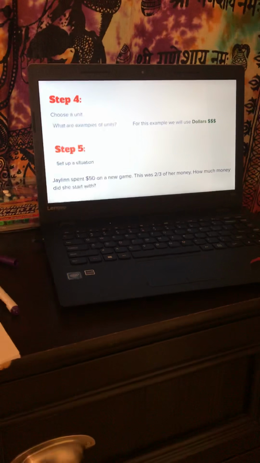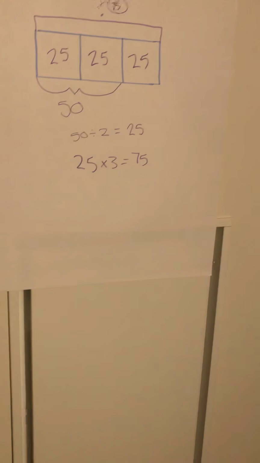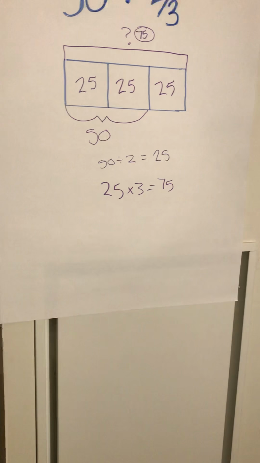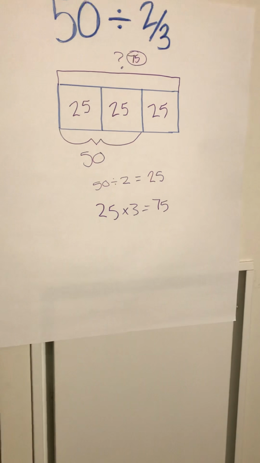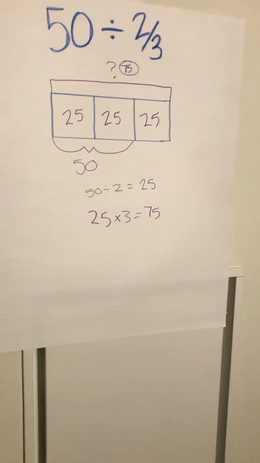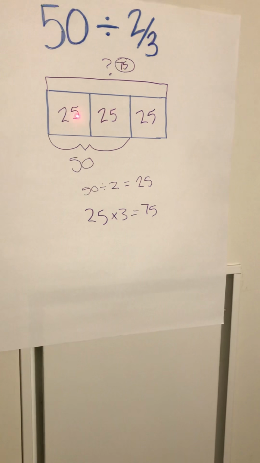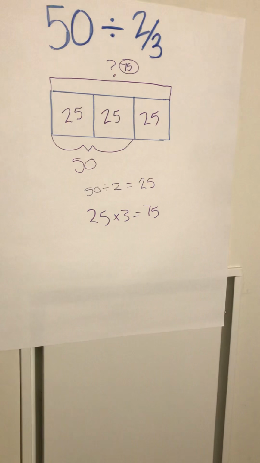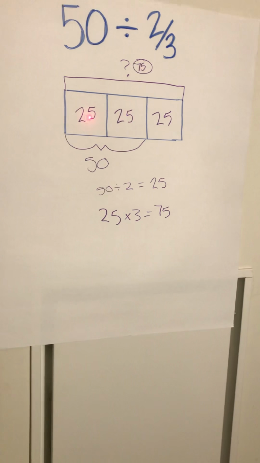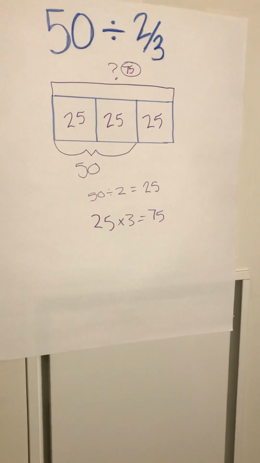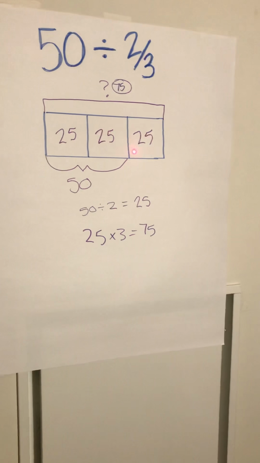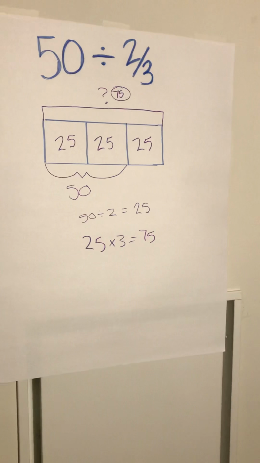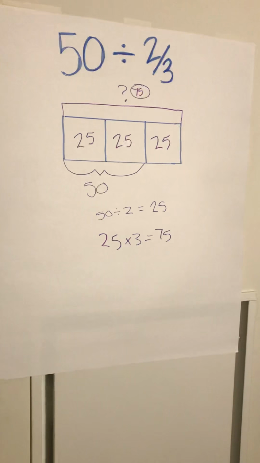We can see that that works with partitive division, because if you look over at our model here again, Jalen spent $50 on a new game, and that $50 is 2 out of 3 that she started with. If that was 2 out of 3, we can see that 50 divided by 2 equals 25 per part, and 25 times 3 gives us that 75, which is our answer. So she started with $75.